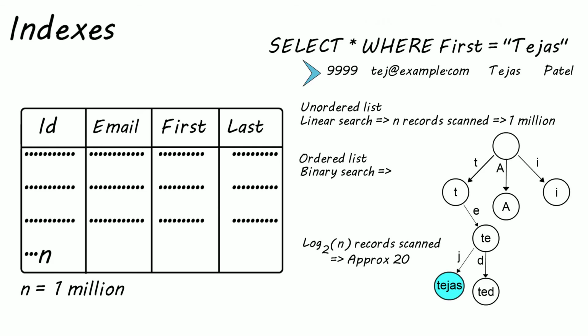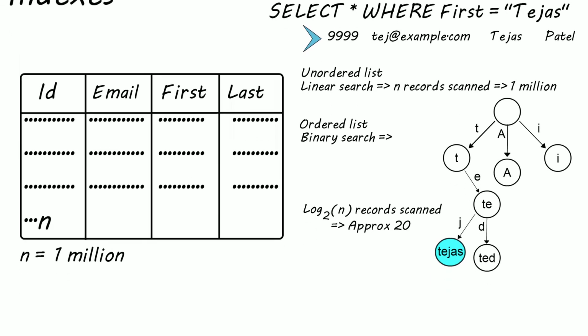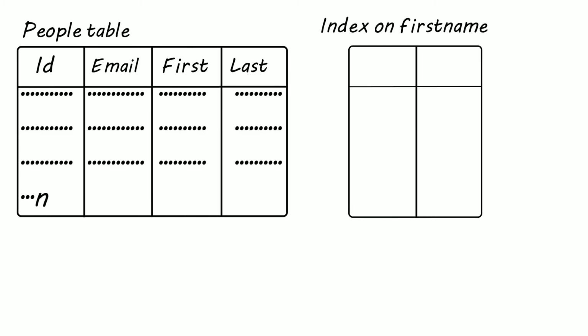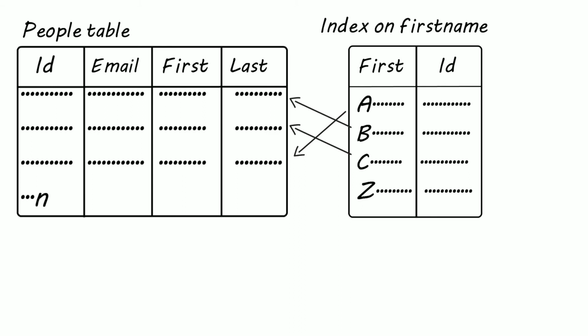Now, obviously, I've generalized a lot of the things in this example, but it illustrates the concept of an index. An index is just another table which has a pointer to your records, and it's ordered by one or more fields you want the index on.